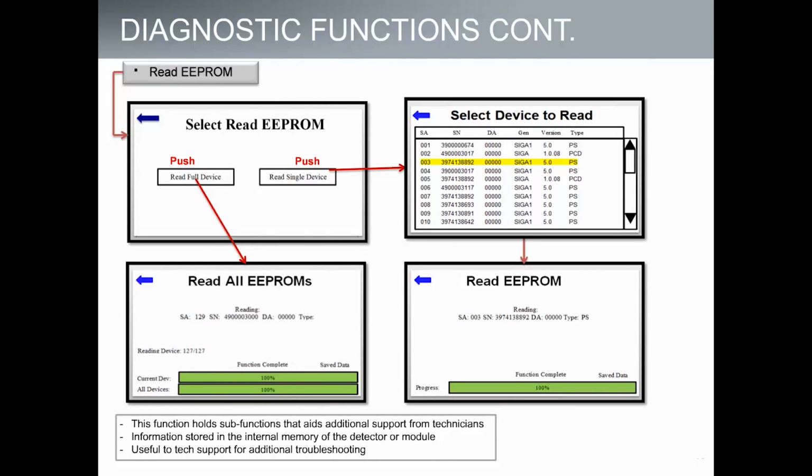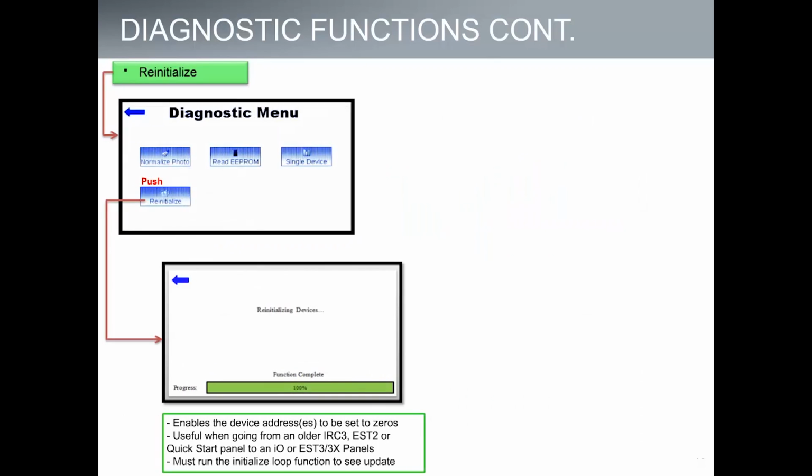The read EEPROM function. This function holds sub-functions that aid in additional support from technicians. Information stored in the internal memory of the detector or module is displayed here. This information can be useful to technical support for additional troubleshooting. Reinitialize. The reinitialize process will begin when you press the reinitialize button.